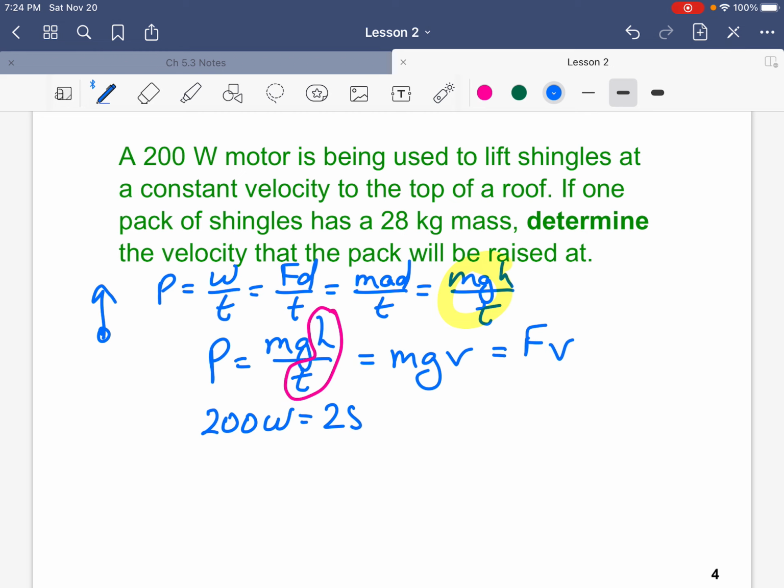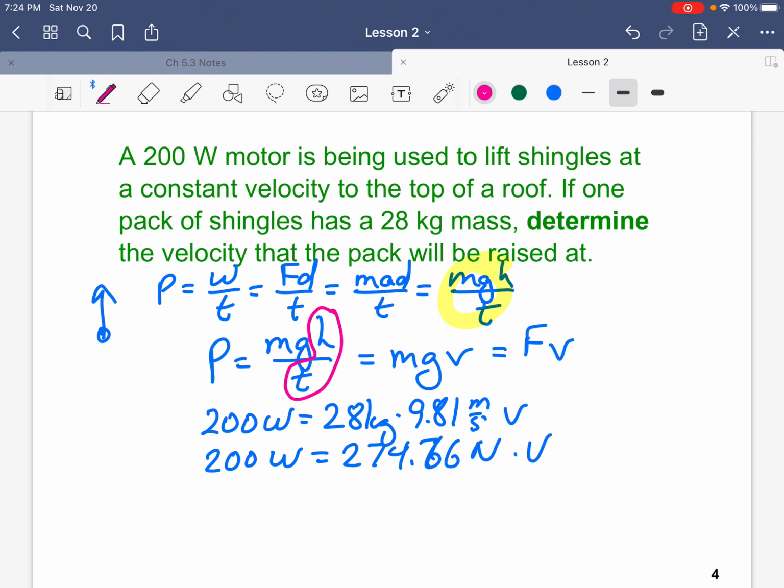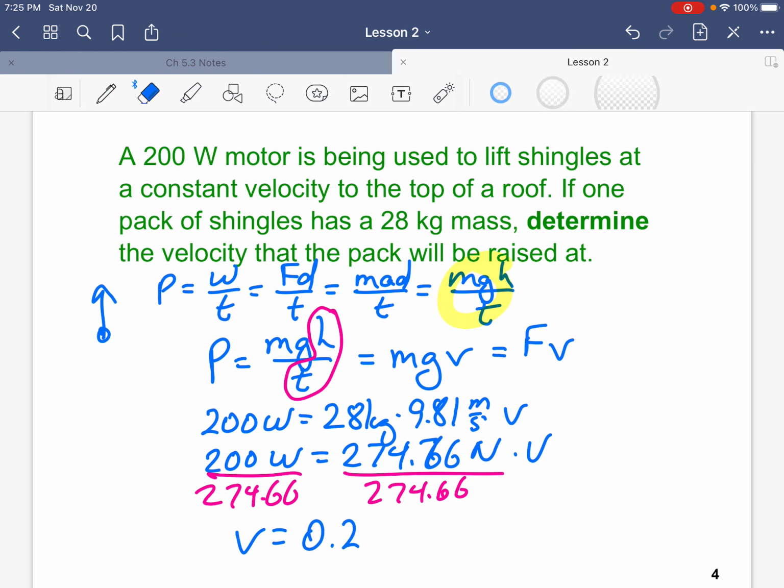So 200 watts equals 28 kilograms times 9.81 meters per second squared times velocity. That's 200 watts is 274.66 newtons times V. Divide both sides by 274.66. Velocity is 0.728, sorry.